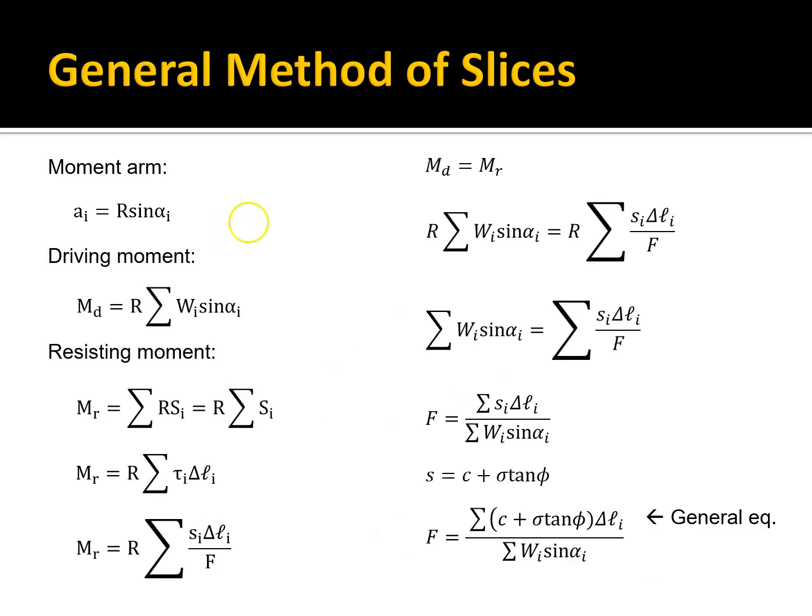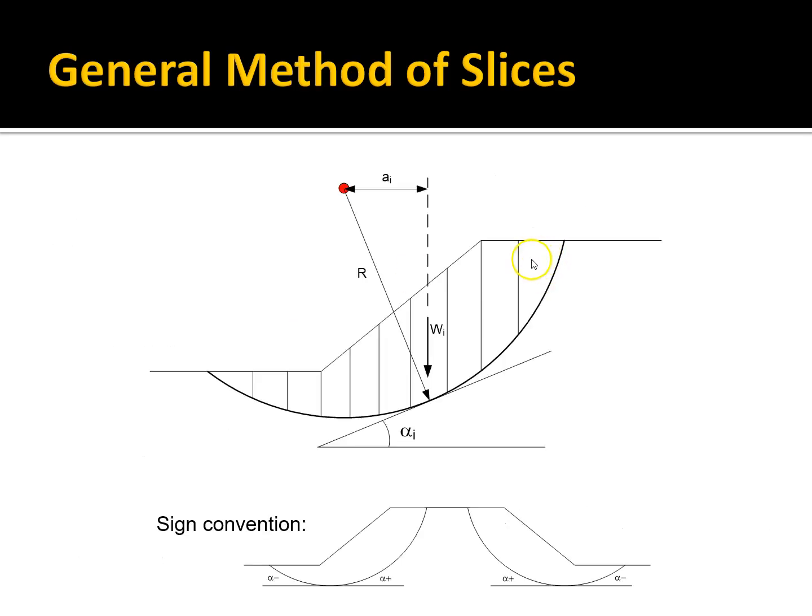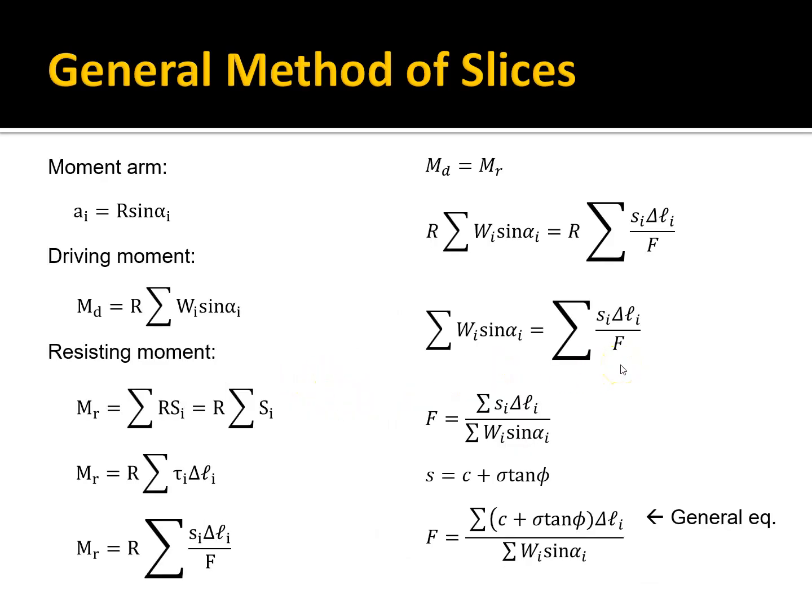And so that's this individual slice's moment arm, R sine alpha. So the driving moment: if you apply Wi times alpha I for each one of these slices and add that all up. And by the way, if you're on the right side of this center, the weight of these slices will be driving failure, and if you're on the left side, it'll be resisting failure. But those all add up, and you get the driving moment, which is now a summation: R times Wi sine alpha I.